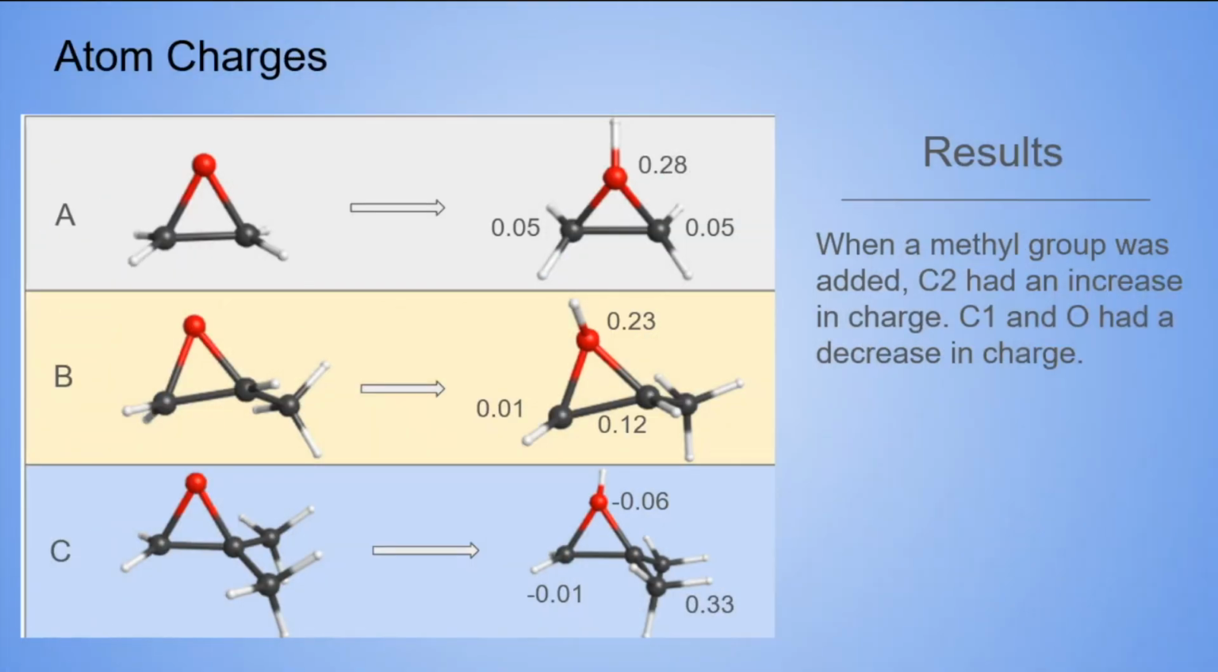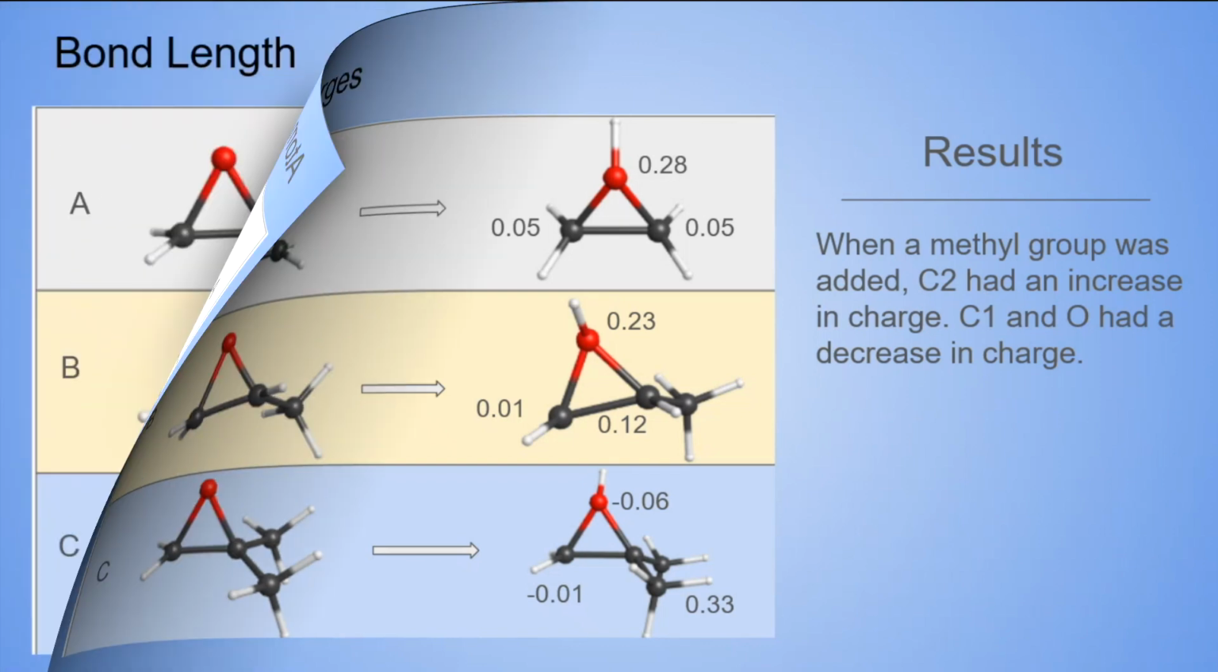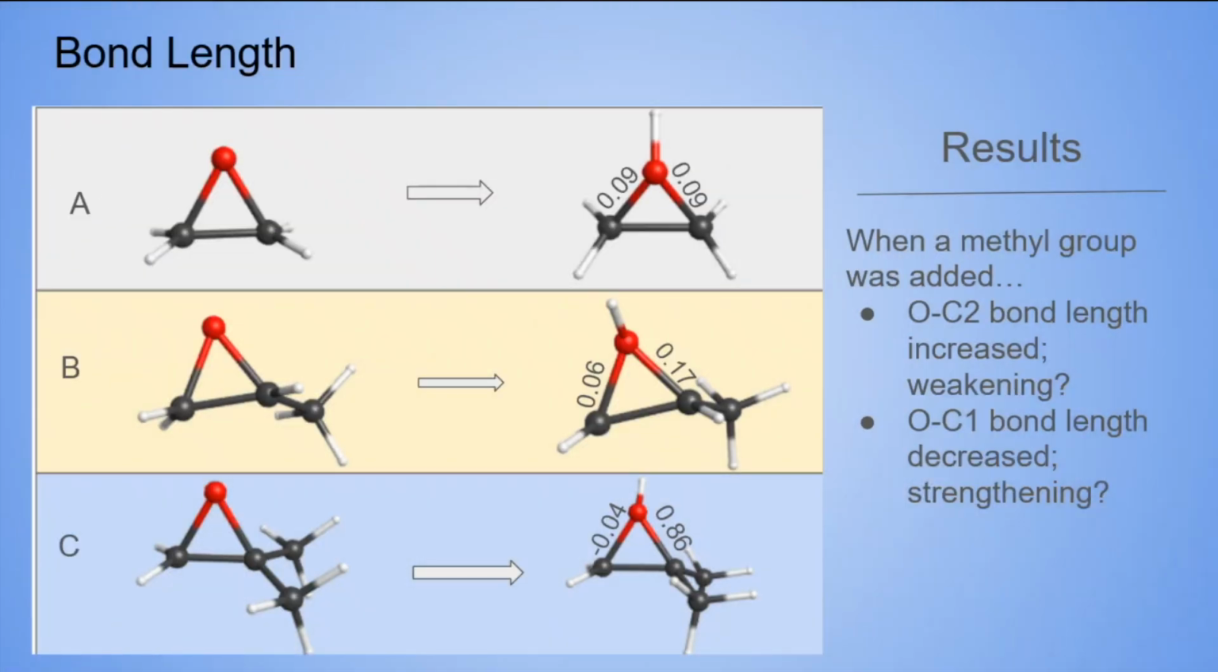Okay, so starting off with the atom charges, whenever methyl groups were added, we saw that our carbon-2 became more positive, starting at 0.05 and ending at 0.33, and then our carbon-1 became more negative, starting at 0.05 and ending at negative 0.01. So whenever we looked at the bond length with the protonated epoxides, we saw that the oxygen C2 bond length was increasing whenever methyl groups were added, suggesting that it could possibly be weakening. And then the oxygen C1 bond lengths were actually decreasing, suggesting that that could be strengthening.